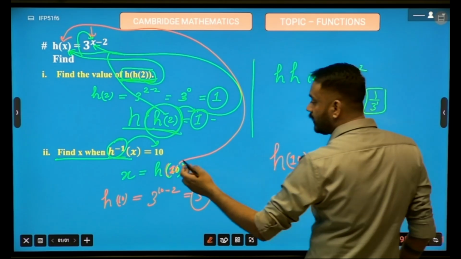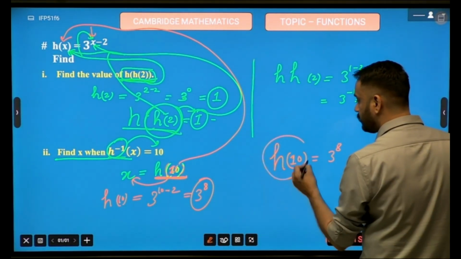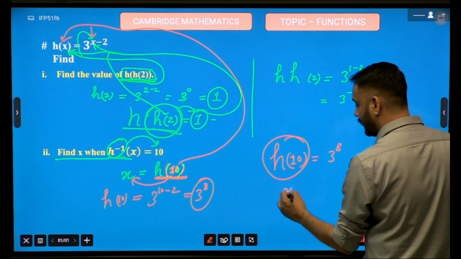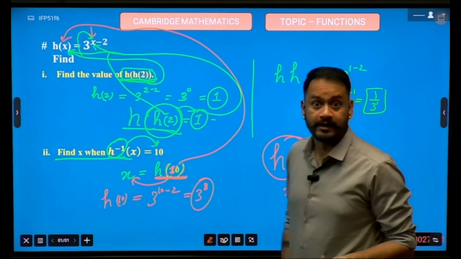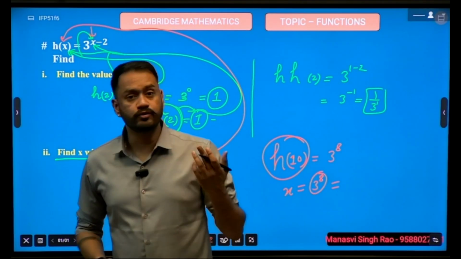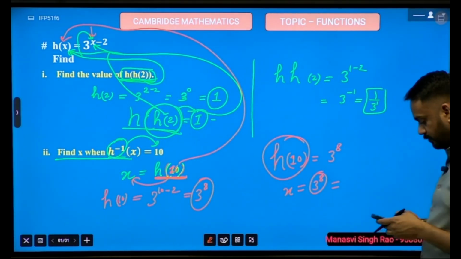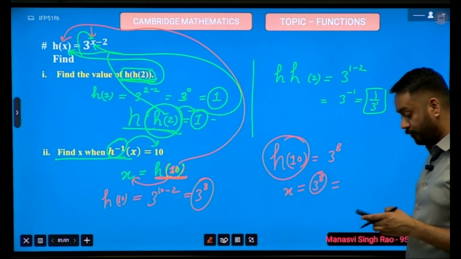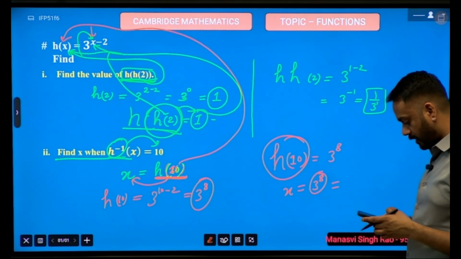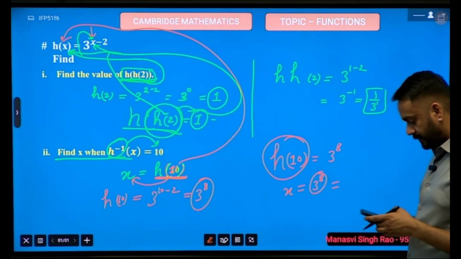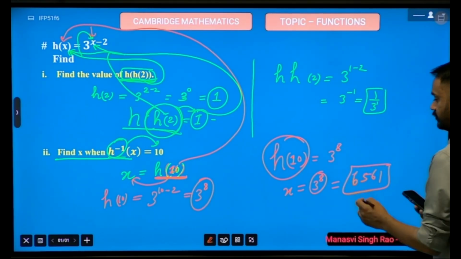Now you know that h of 10 is equal to what? x. h of 10 is equal to x. So in the place of h of 10, I'll write x is equal to 3 to the power 8. Now 3 to the power 8, this is the important one which you need to solve using the calculator. You need to use a scientific calculator always, children. Otherwise, you will not be able to solve properly, because scientific calculators are allowed in Cambridge. So the answer is 6561. So this is your answer for this question.